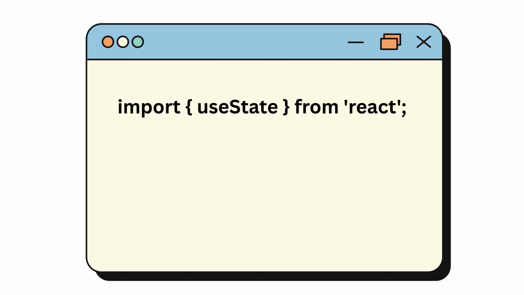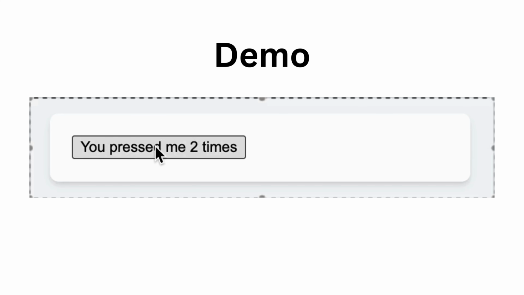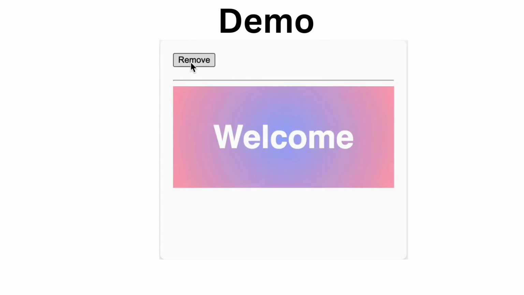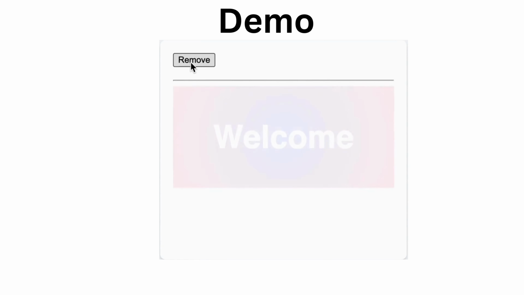Hooks are functions that let you hook into React state and lifecycle features from functional components. In this example, the useState hook is used to create a counter. useEffect is a React hook that lets you synchronize a component with an external system. In this example, the external system is the animation library in animation.js.